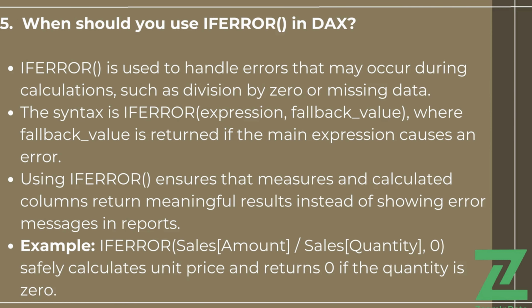15th question. When should the IFERROR function be used in DAX? The IFERROR function is used when a calculation may produce an error. This can happen during division by zero, missing data, or incorrect text searches. The function has two parts, the main expression and the fallback value. If the main expression fails, the fallback value is returned instead.